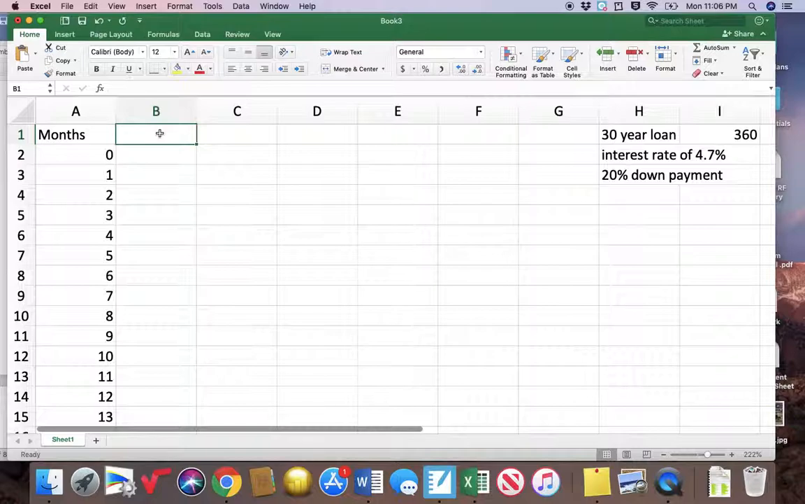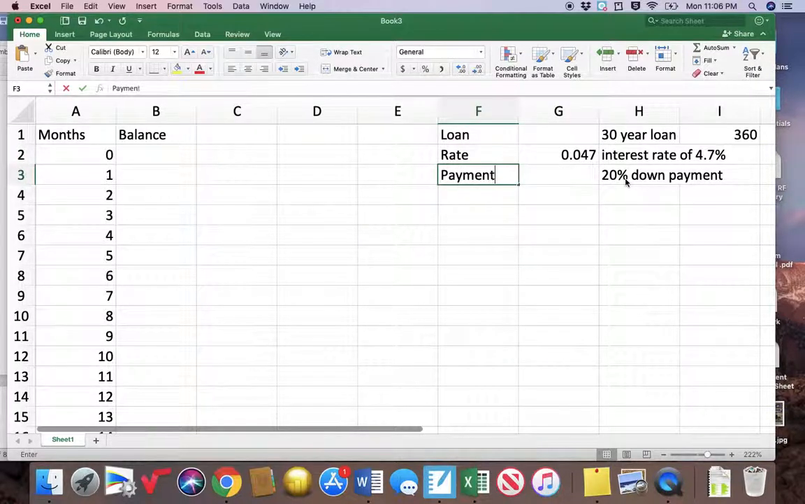So next what I need is my balance on the loan. So I'm going to need to formulate my key. So my key over here, I've got the loan amount, which I need to find. My interest rate is going to be 4.7, so I've got 0.047. And my monthly payment, which I don't know what it will be, I'll leave it blank for now.